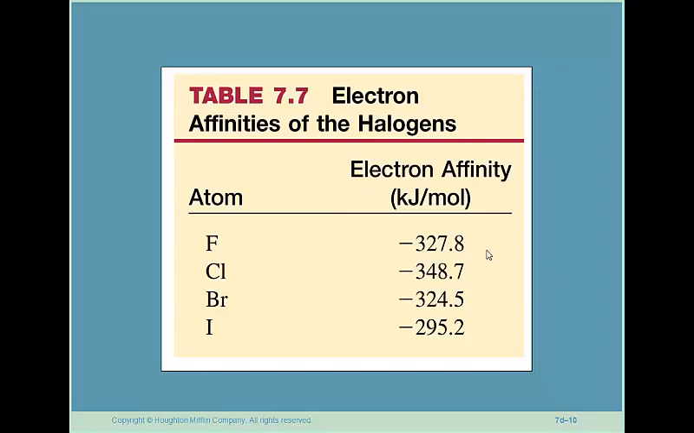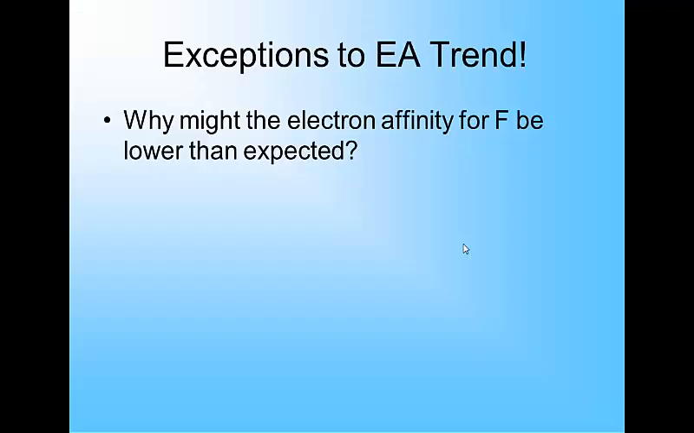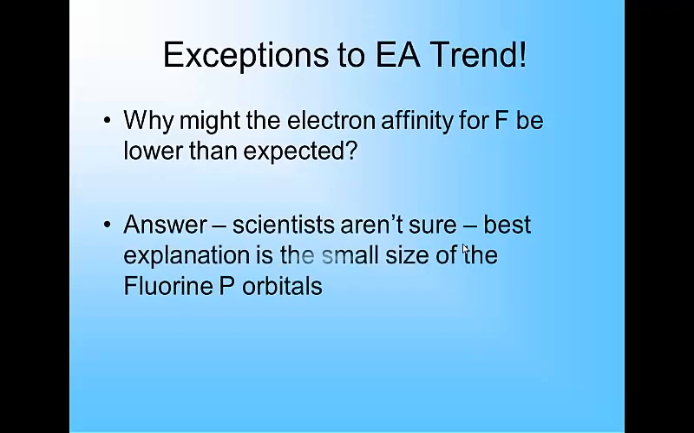Now, exception to the rule. Notice that fluorine is a little odd. Shouldn't fluorine have the highest electron affinity? And it's not. And the scientists aren't even sure. They think that because of the size of the p orbitals for fluorine, and how close those are to the nucleus, the electron affinity is smaller. All right, so here's what I want you to write down.